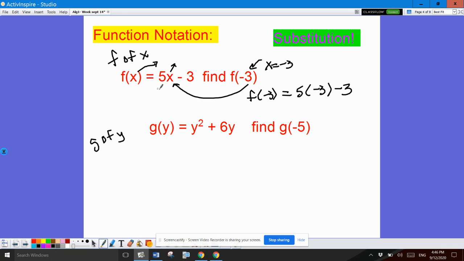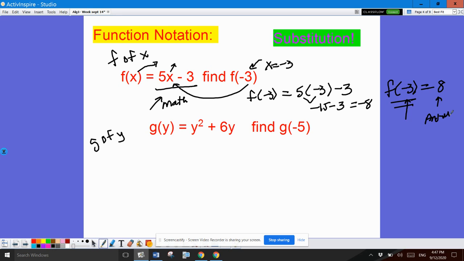Now notice that the math actually happens on this side. The math happens to the right. It doesn't happen on the left. That's just notation. The math happens on the right. So I'm going to go ahead and evaluate this. Negative 15 minus 3, that's going to give me negative 8. Now, the appropriate way to write these is I start with my function notation, telling you the number that I put in, and then I write my answer. So f of negative 3 equals negative 8. That's the correct way to write that.